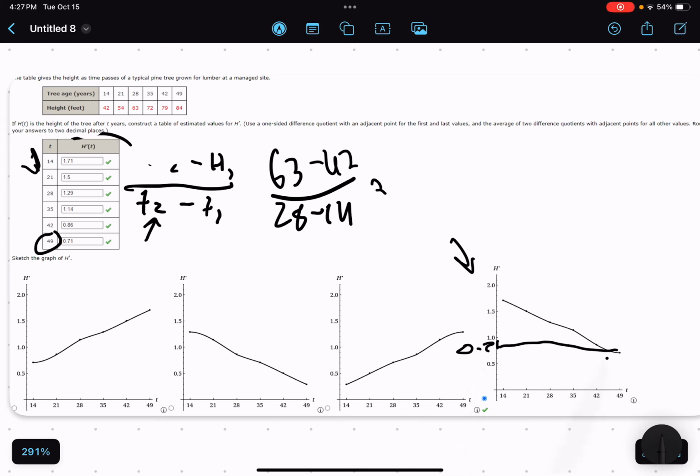And then to know whether it's a negative or positive slope, you just look at whether the numbers are increasing as time increases or whether the numbers are decreasing as time increases. And in this case, the numbers are decreasing as time increases, therefore it's a negative slope.